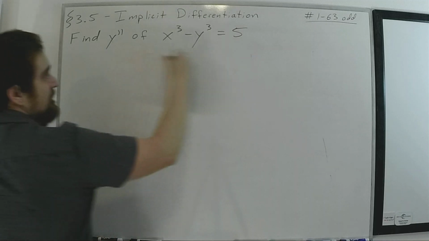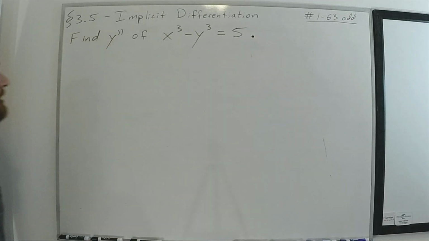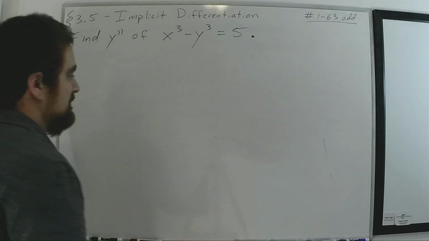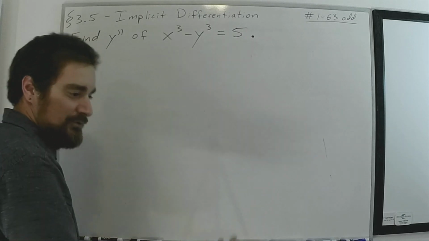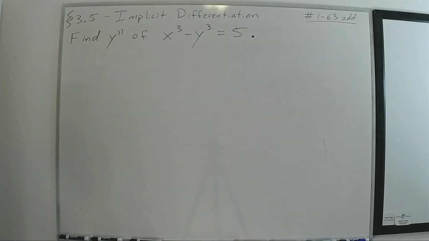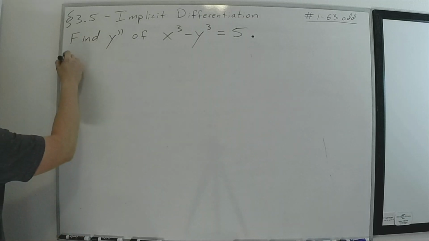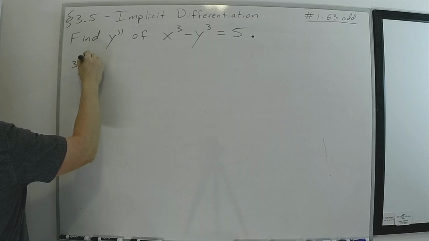So we want to find the second derivative of x cubed minus y cubed equals 5. I'll show you how to do that using implicit differentiation. Obviously, we can find the first derivative, and then once we've got that, we can just differentiate it to get the second derivative. So it's just going to be approximately twice the work. So first, we're going to find the first derivative using implicit differentiation.